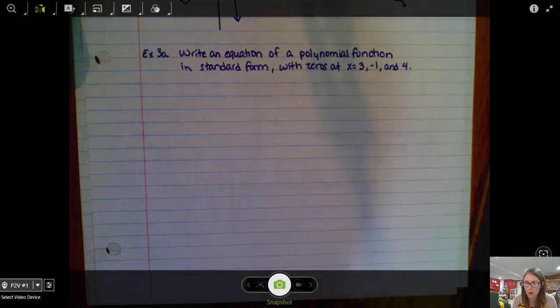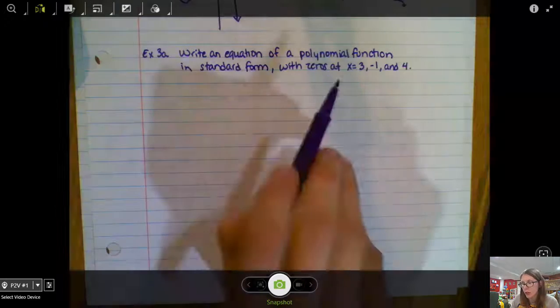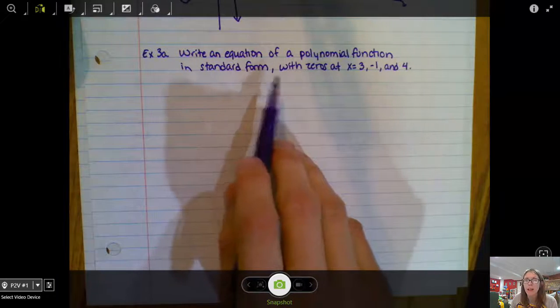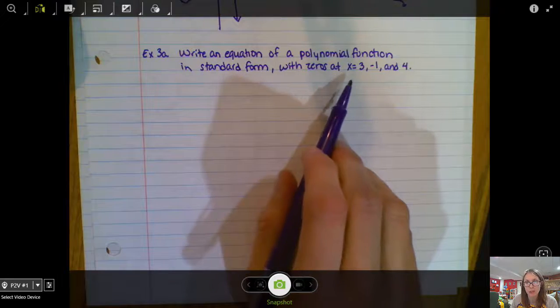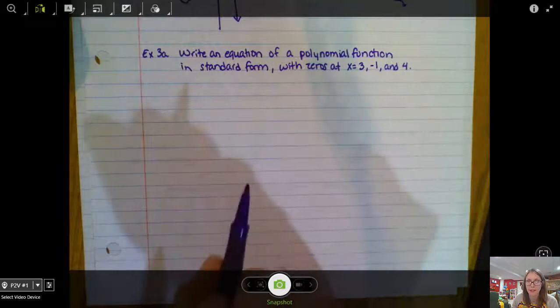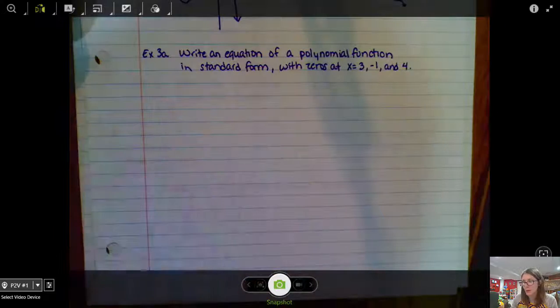Our last type of problem is going to be kind of the reverse of what we were doing in example 2. Now we are going to write an equation of a polynomial function in standard form if we know we have zeros at x equals 3, x equals -1, and x equals 4. So in example 2, we started off with an equation and found our zeros. Now we have our zeros and we are trying to get our equation.